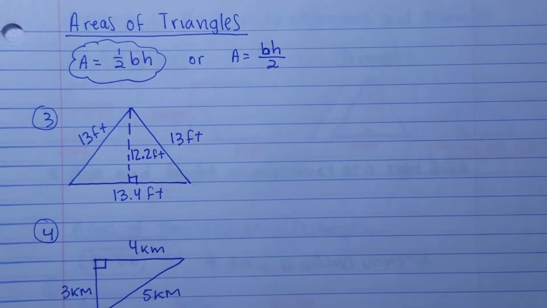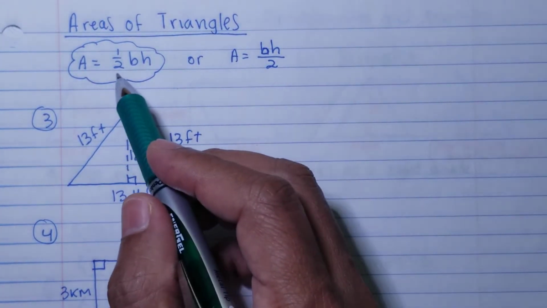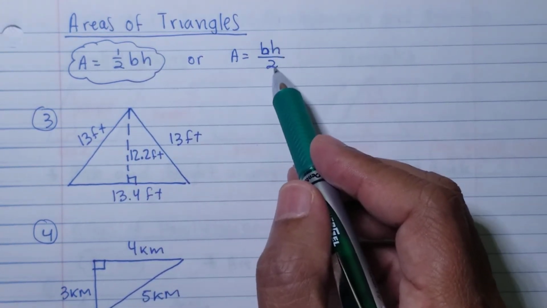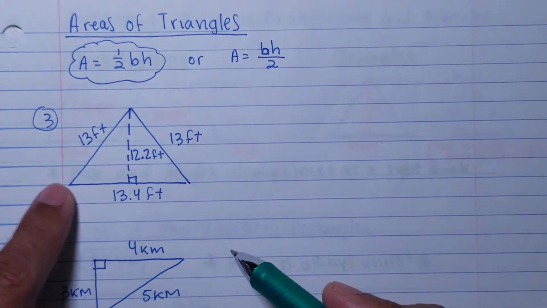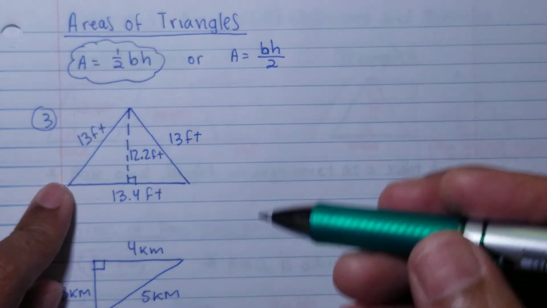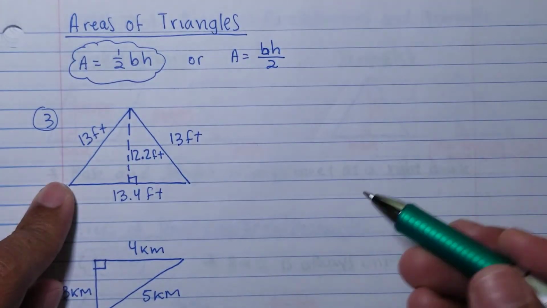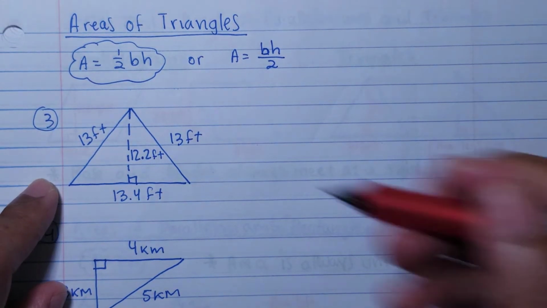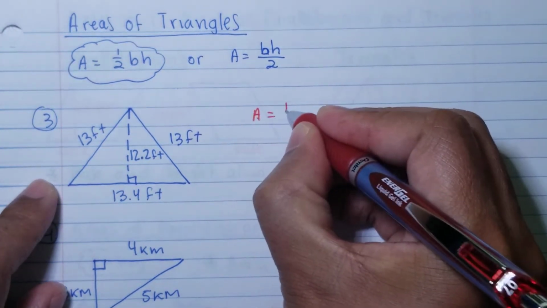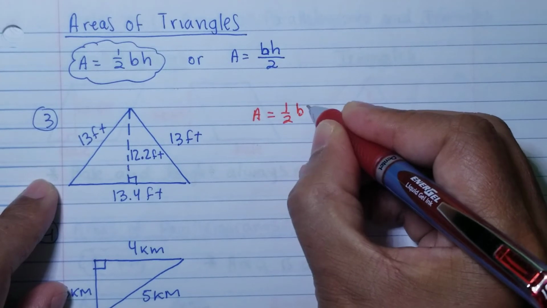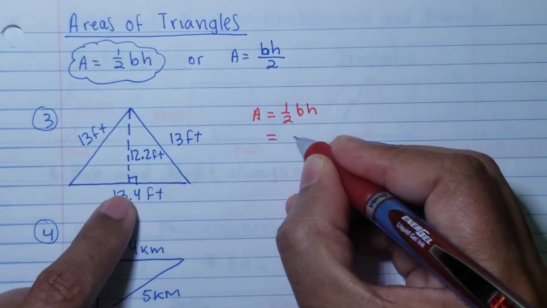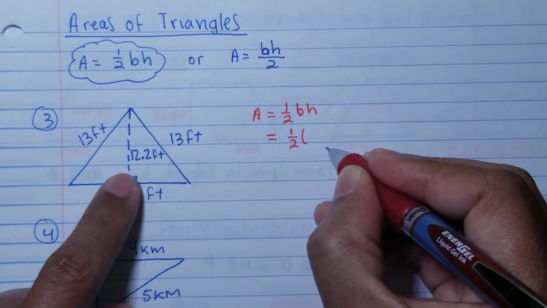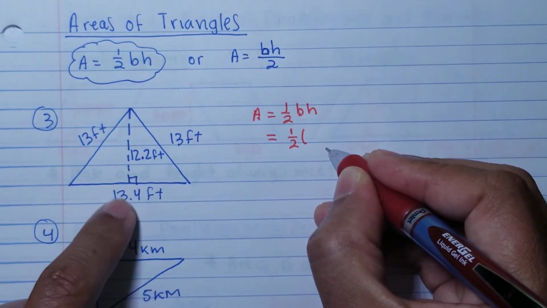Okay, so to find the area of the triangle, we use this formula, 1/2 the base times the height, or base times height divided by 2. In this example, again, we have to be able to distinguish which is the base and which is the height. And we said that the height is always perpendicular to the base, which means to find the area of this triangle, 1/2 the base times the height. So 1/2, and then the base is this one here because it's perpendicular. This is the height. So those two are perpendicular.